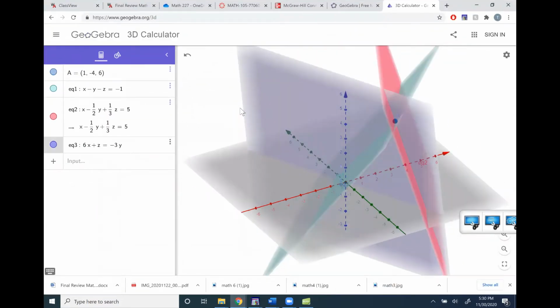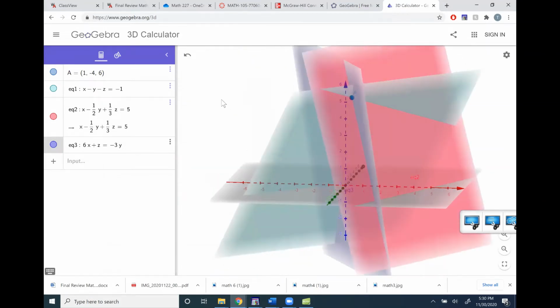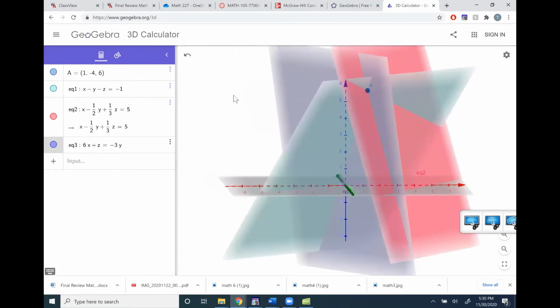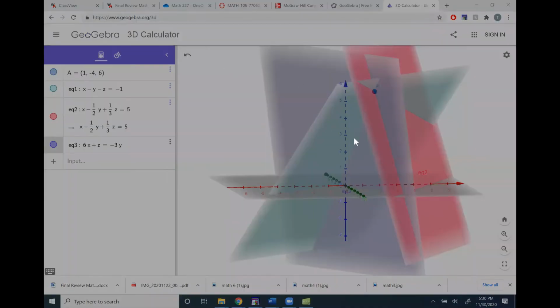Let's see. Oh, look at it, you guys. The red one goes through it, the green one goes through it, and the purple one goes through it. It's perfect. Okay, so I'm trying to get a good picture. I guess that's a good one right there. That shows that all 3 planes indeed go through it. Very, very cool.